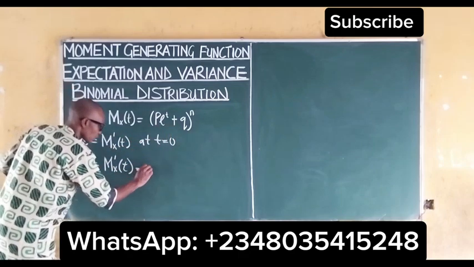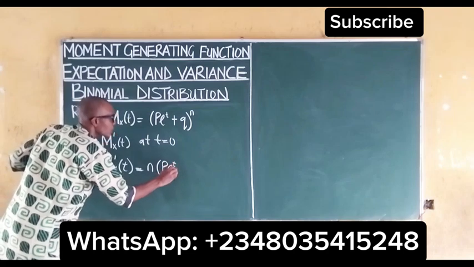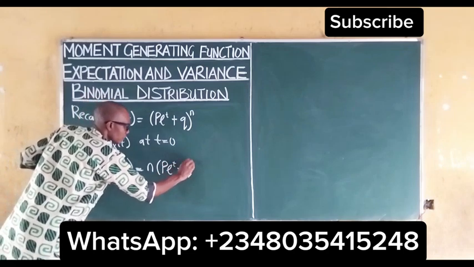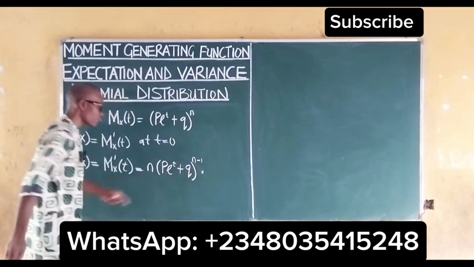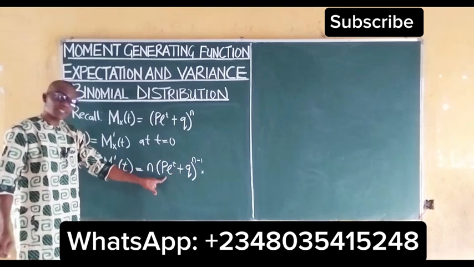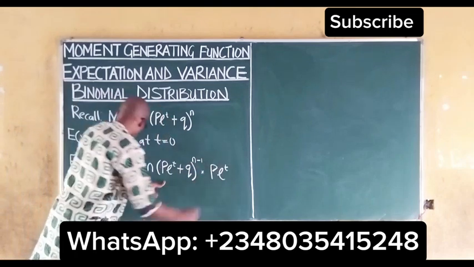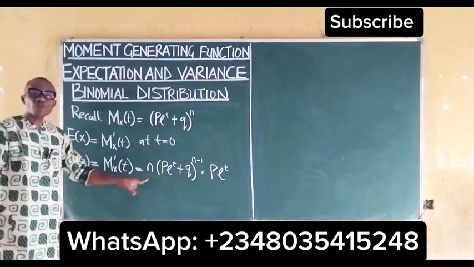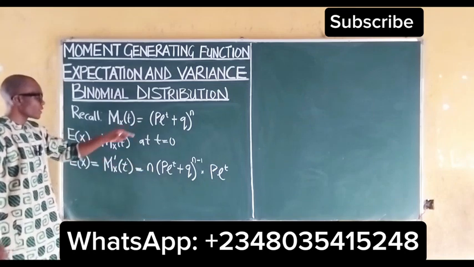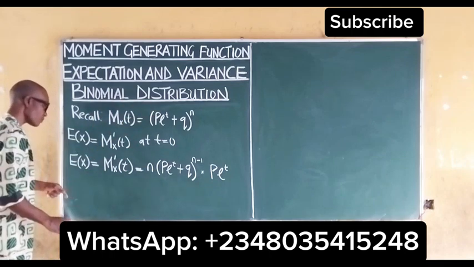We use what is called the function of a function method of differentiation. If we differentiate this, we get n into (pe^t + q) raised to the power of n minus 1. Since we are differentiating with respect to t, we also differentiate what is inside here, so we have pe^t. Of course, this becomes our first derivative for the moment generating function of the binomial distribution.